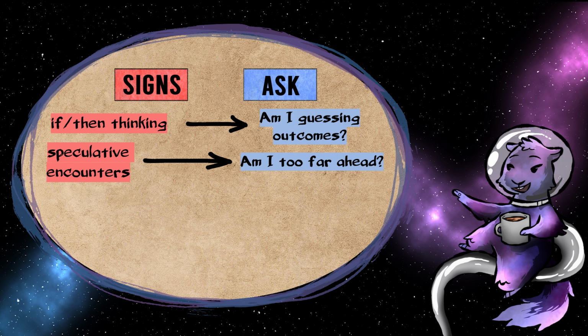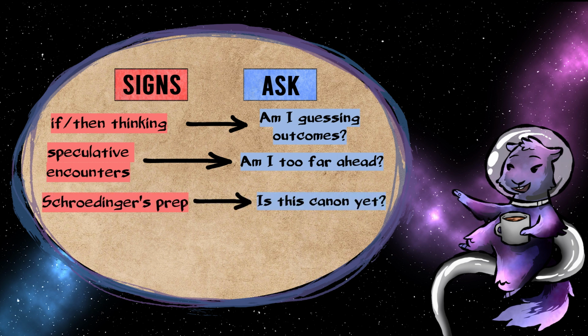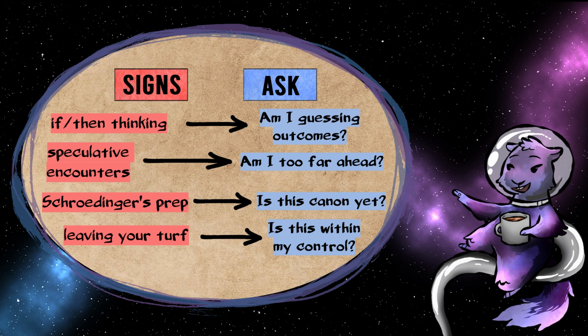This trap is building an encounter contingent on the outcomes of another encounter that also hasn't happened. Ask yourself how many layers deep you've gone. If it's more than one, it's probably too far. Prepping a response to something that hasn't happened in-game. Remember that until it's been played, you're working with Schrodinger's session, and you won't know what form it takes until you open it.